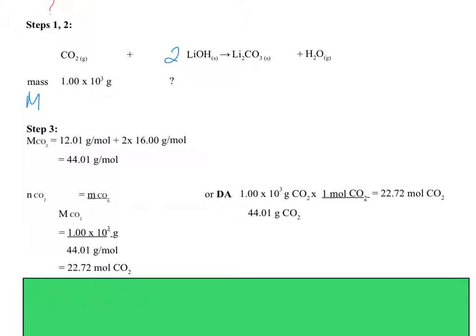So here's the 2 ways to write out the moles of carbon dioxide. You can either do formulas, so n is equal to mass divided by molar mass. Sorry, that got crooked. Or dimensional analysis.